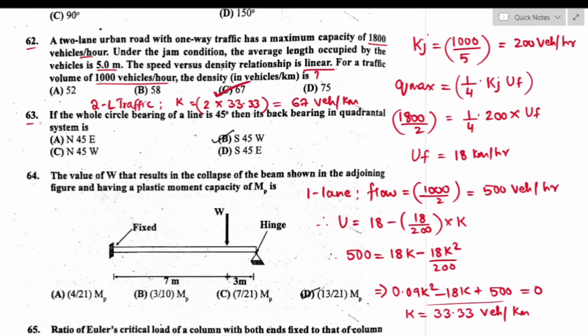Question number 63. If the whole circle bearing of a line is 45 degrees, then its back bearing in the quadrantal system is. This is 45 degrees, which lies in the northeast quadrant. So its back bearing will be south 45 degrees west. Option B is the right answer.